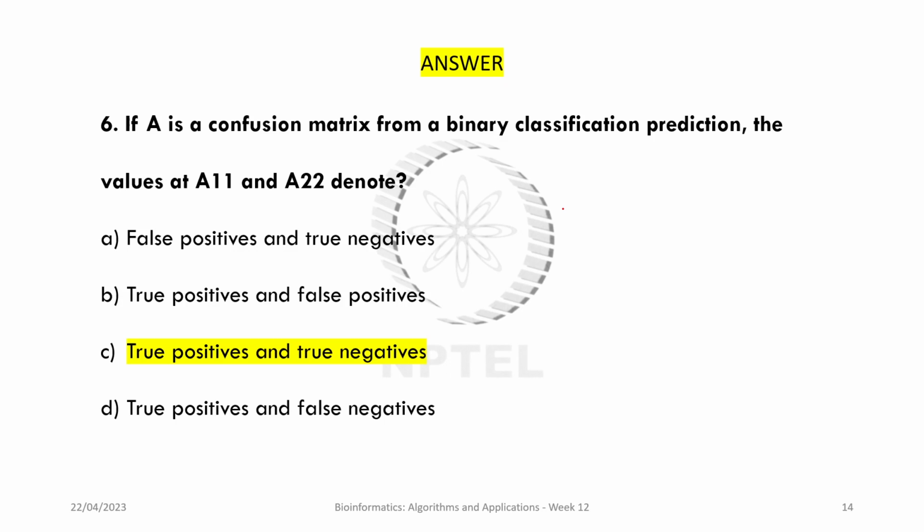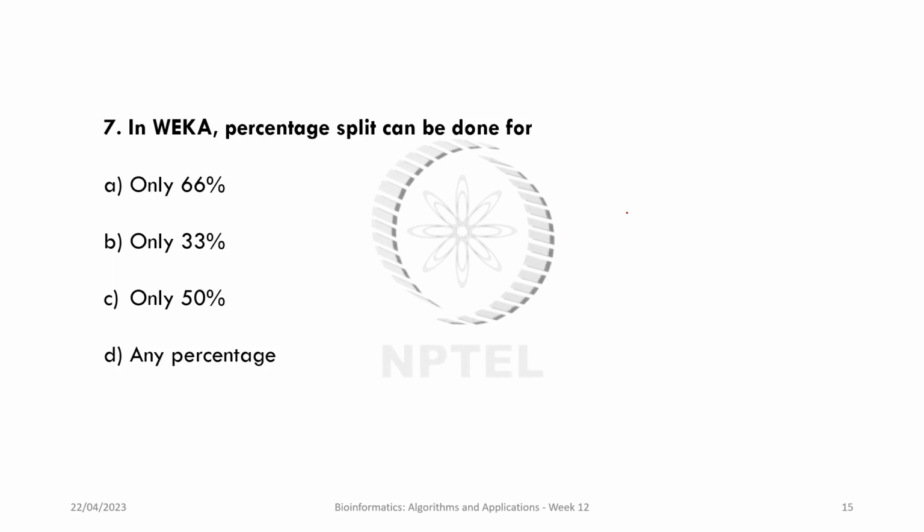So can we all agree on C? True positives and true negatives at A11 and A22. Okay. Thank you all. Okay. Question 7.